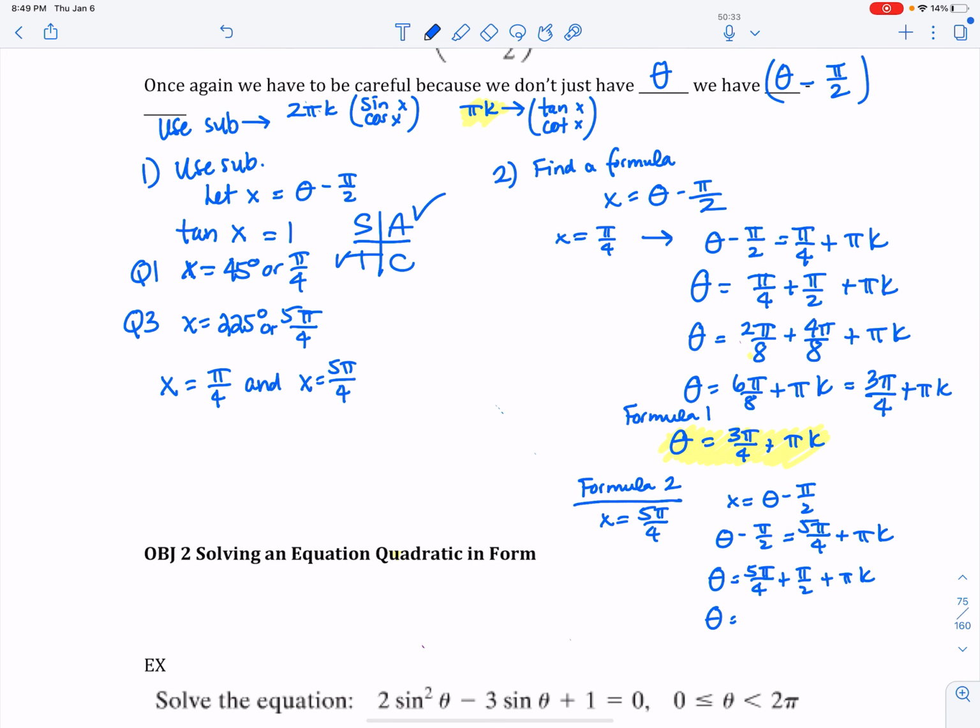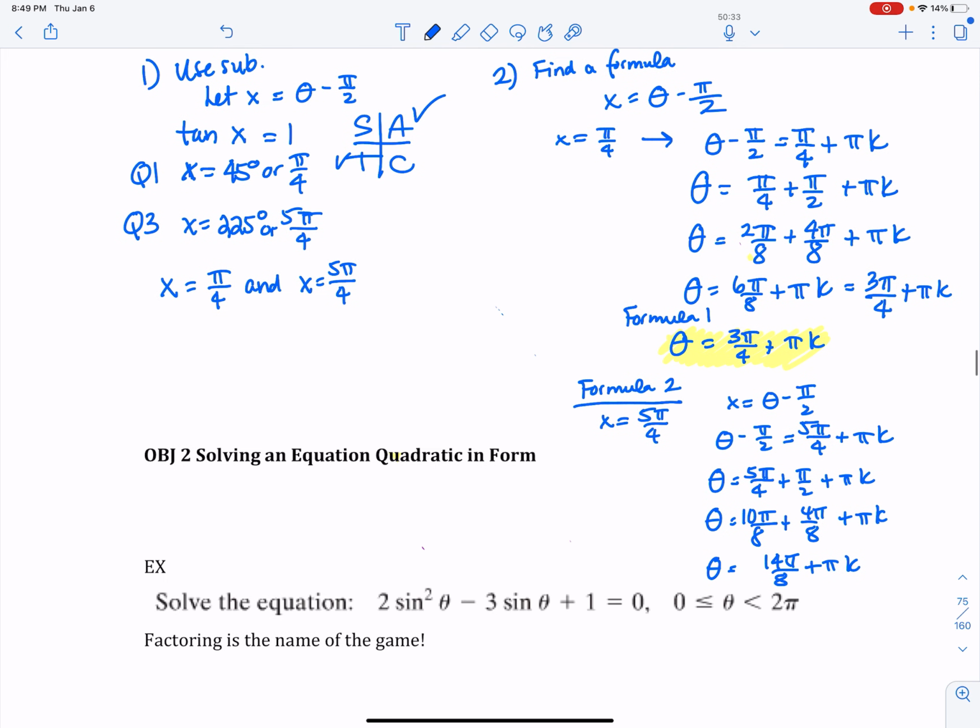So lucky for us, we already did the common denominator part. So this becomes 10 pi over 8 plus 4 pi over 8 plus pi k. Theta equals 14 pi over 8 plus pi k. And then I have to reduce it down. So if I reduce this down by 2, I get 7 pi over 4 plus pi k. So here's my second formula, and I'm going to go ahead and highlight it.